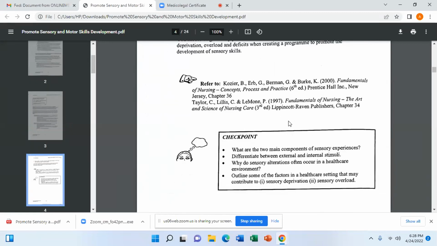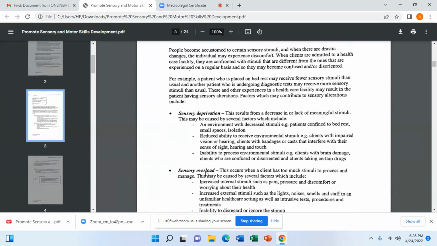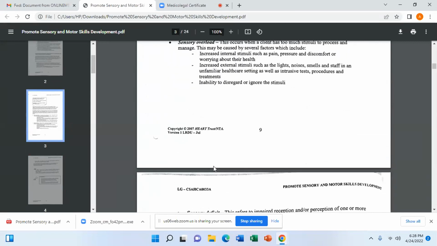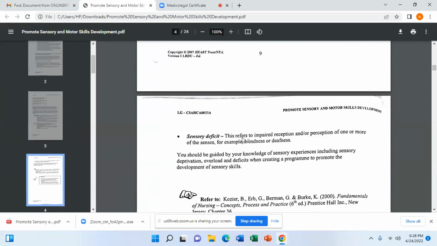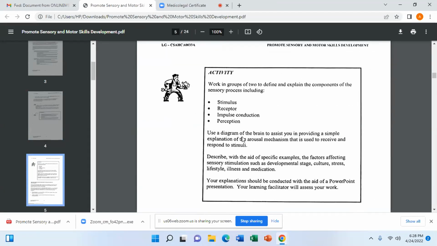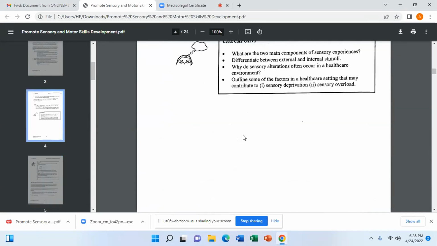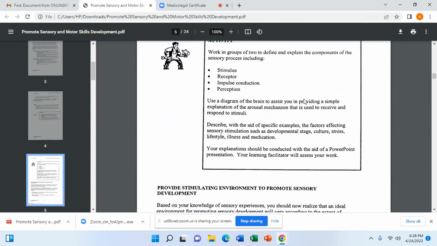Okay. The other thing that can actually happen as well is that you can get an increase in sensory overload from getting multiple injections, right? And you tend to get a good amount more pain from the multiple injections. So those things are what can cause you to have changes or alterations in sensation. It says outline some of the factors in healthcare settings that may contribute to sensory deprivation and sensory overload. We spoke about those just now.